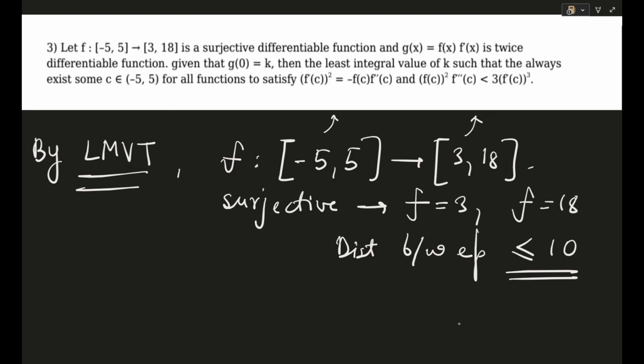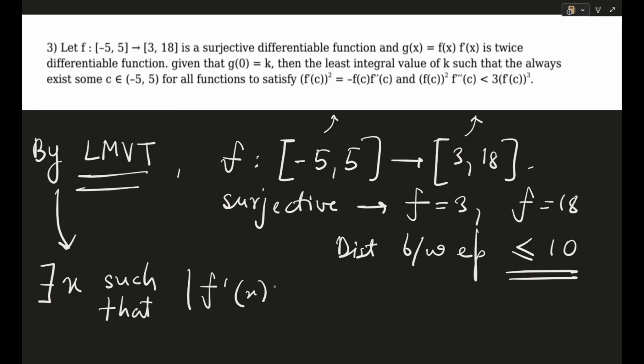So applying LMVT to f, between the point where f equals 3 and where f equals 18. I hope you will remember this belongs sign, such that mod f dash x is greater than or equal to 18 minus 3. Why 18 minus 3? Because that is this endpoint minus this endpoint.